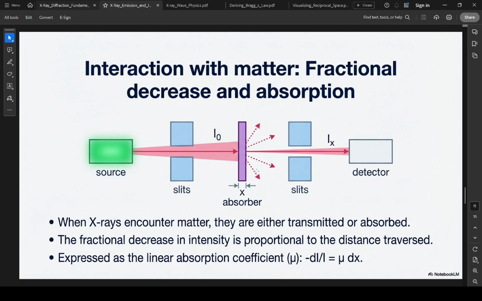Now we talk about absorption. So when X-rays encounter matter, they are either transmitted or absorbed. The fractional decrease in intensity is proportional to the distance traveled, and it is given by the linear absorption coefficient mu, which is given as minus dI by I equals mu dx.